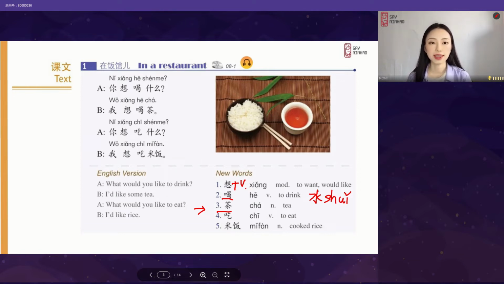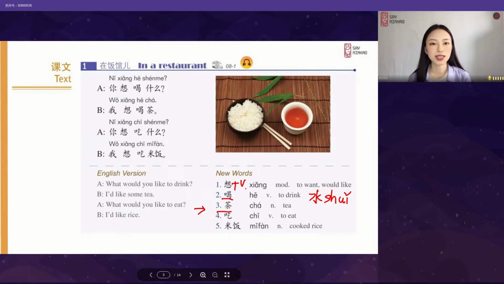Okay, so if I want to ask, what do you drink? Then I will say, 你喝什么? And for the structure, we will still put the person, the subject, at the beginning of the sentence, right? 你, and we will put the predicate after the subject. 你喝什么? 什么 is the object of 喝. 喝什么 means drink what.